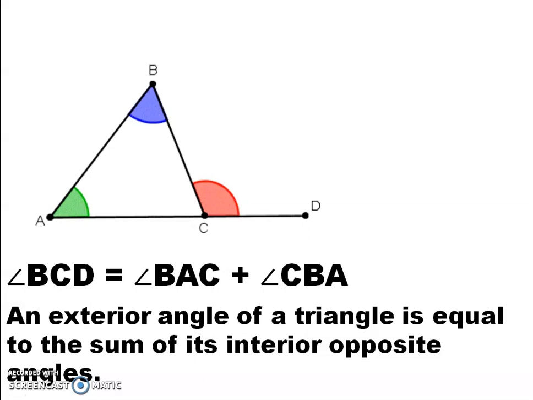So what is the exterior angle property? An exterior angle of a triangle is equal to the sum of its interior opposite angles. So today in this session we will be discussing the problems related to angle sum properties and the exterior angle property of a triangle.